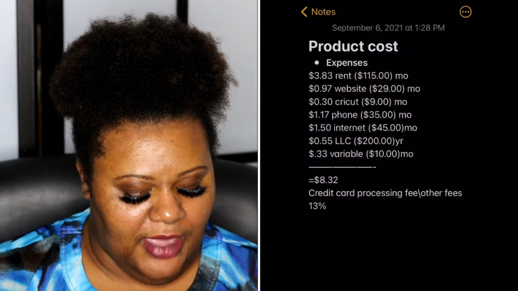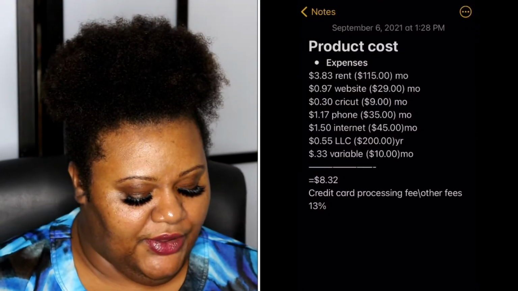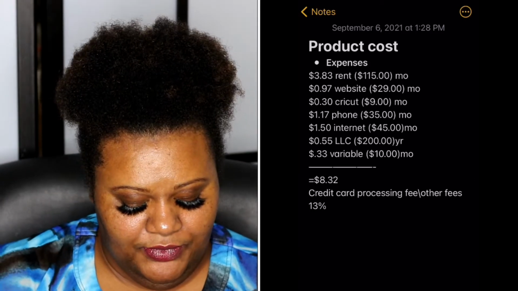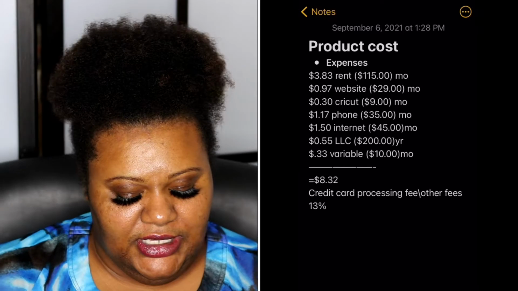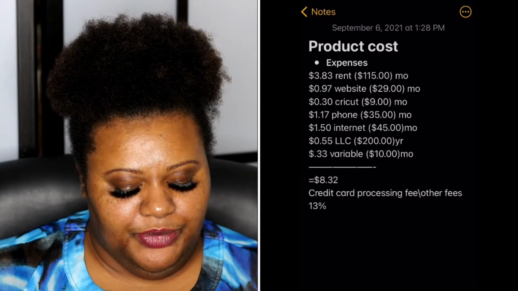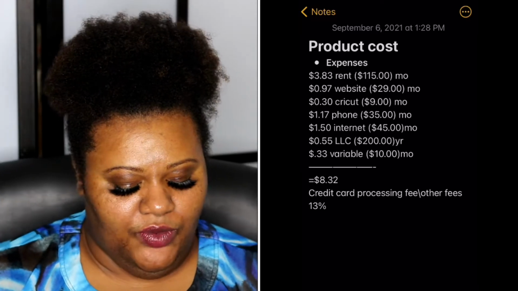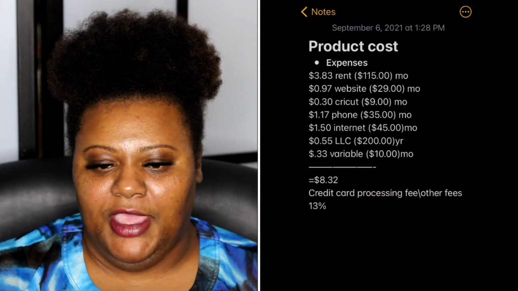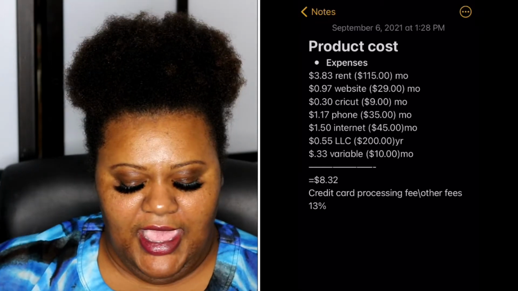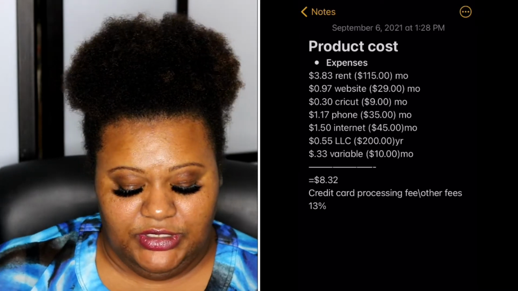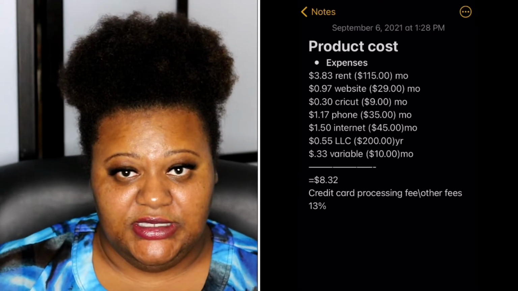What we'll be looking at now is a picture of expenses that I came up with for this video. So basically, if you look at my expenses, you will see in parentheses, all of the numbers in parentheses are my monthly totals, right? So I have the rent, website, the Cricut Maker subscription. Then I have my phone bill, my internet bill, my LLC, and my variable expenses, which we said were my office supplies and things like that.